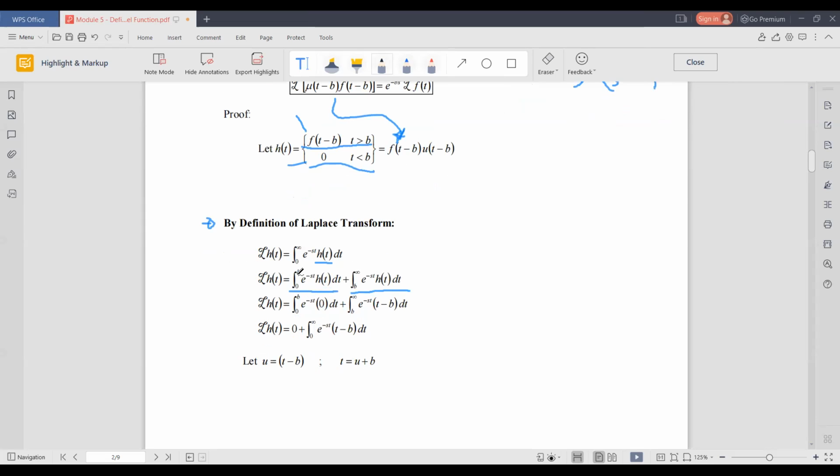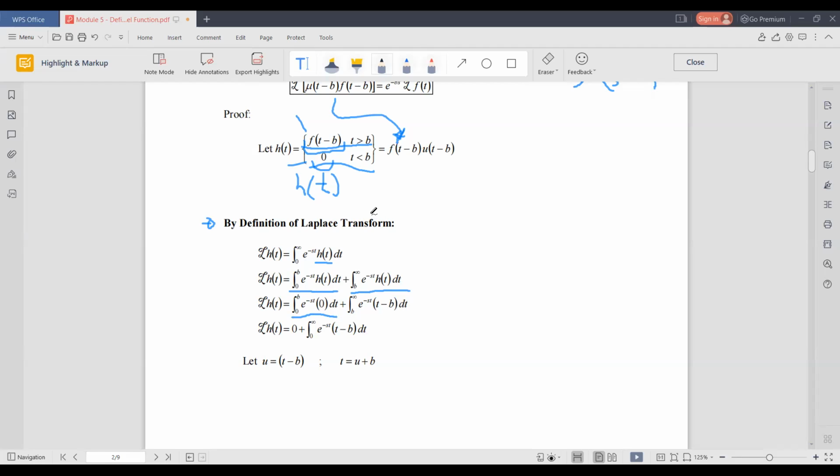Okay, so if we evaluate this one, integral of e raised to negative st, wherein yung t natin is 0. Okay, ito yung value ng ht natin, 0 and f times t minus b. Yan. So if we integrate this one, 0, ito siya.